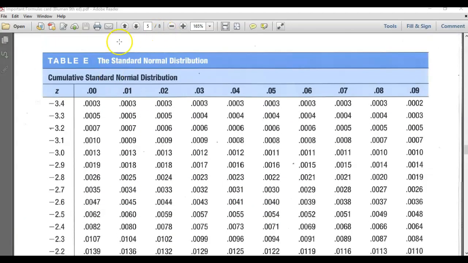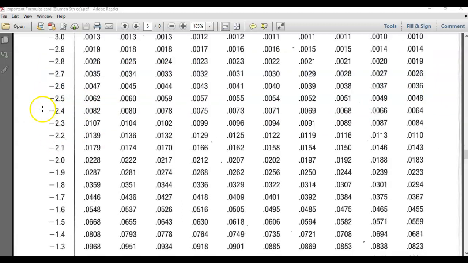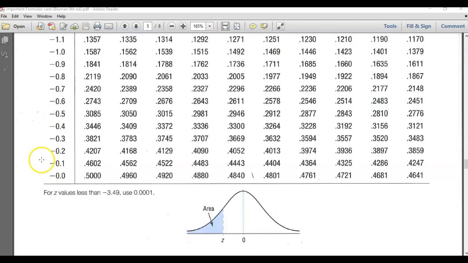Now remember what that looks like. Here's table E. To look up negative 0.21, I go to the page where the z's are negative, and I go down to negative 0.2, and you can't see it, but at the top of this column there's a 0.00 and a 0.01, and that's the one I want. So for negative 0.21, it's this number right here, 0.4168.